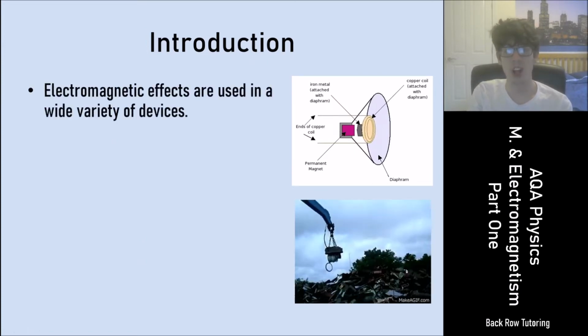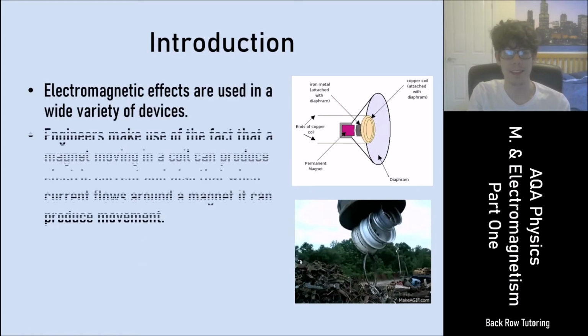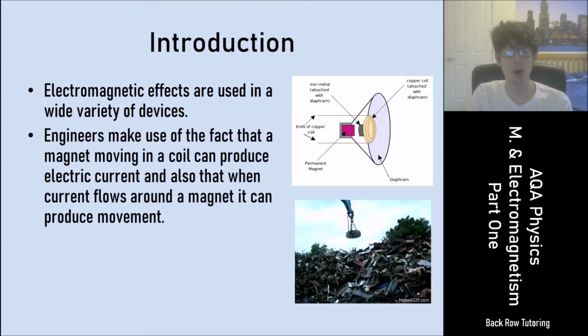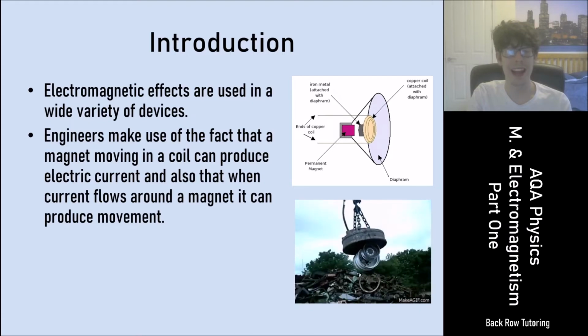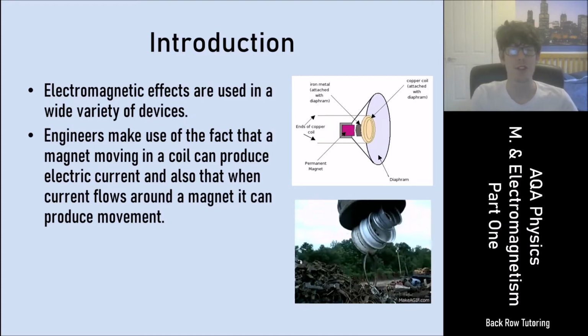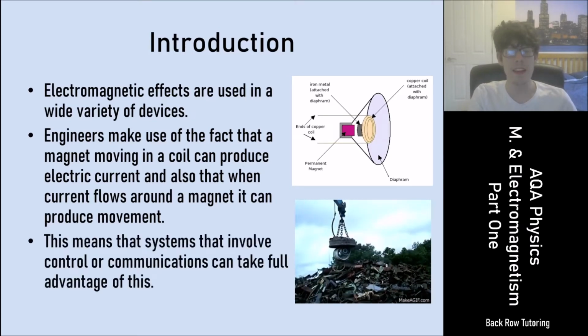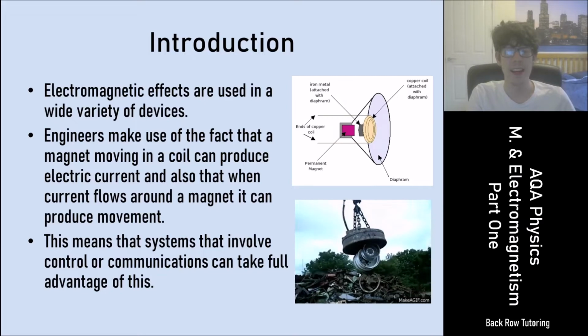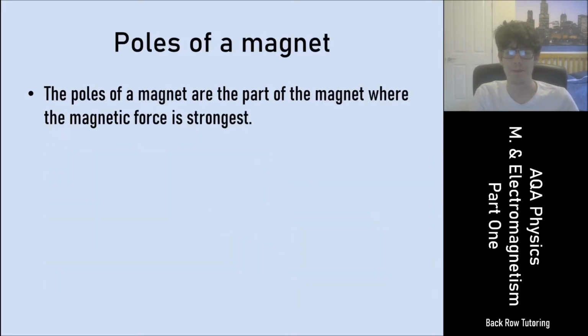Electromagnetic effects are used in a wide variety of devices. Engineers make use of the fact that a magnet moving in a coil can produce electric current, and also that when current flows around a magnet it can produce movement. This means that systems that involve control or communications can take full advantage of this.